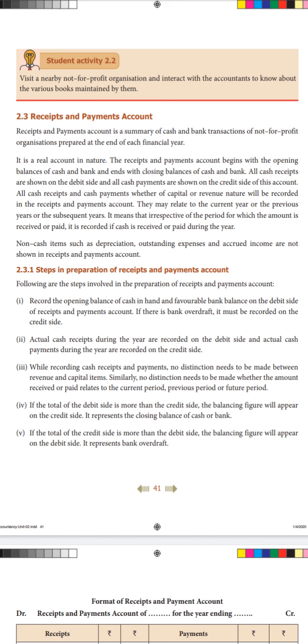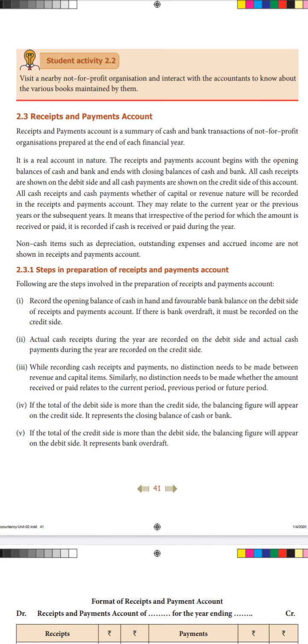Basically, receipt and payment account is real account in nature because we enter only the cash and bank transactions. Always the receipts and payments account will start with the opening balances of cash and bank and end with the closing balances of cash and bank. Sometimes you will have only one balance, either cash or bank. But most of the times you will have both the balances.